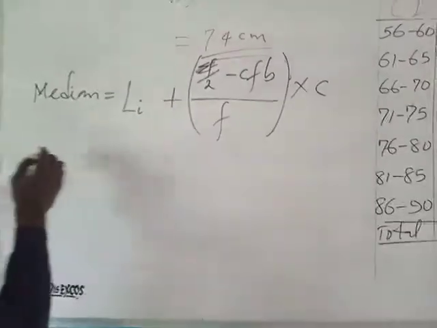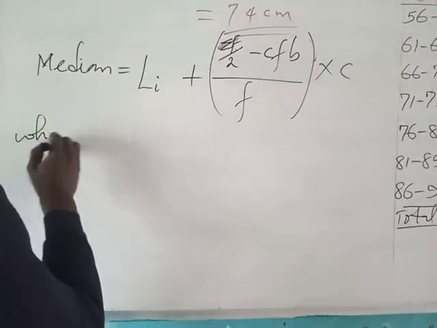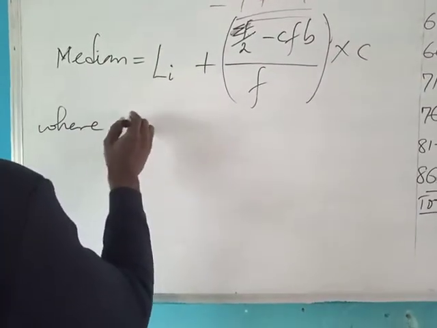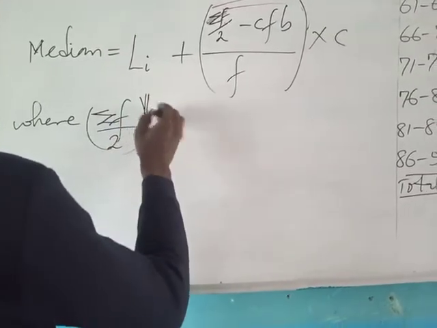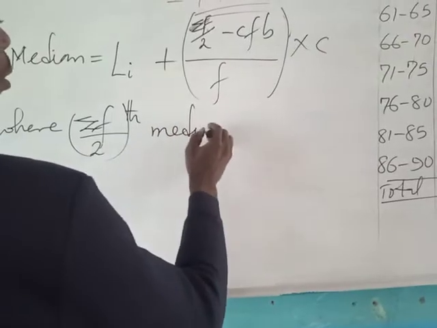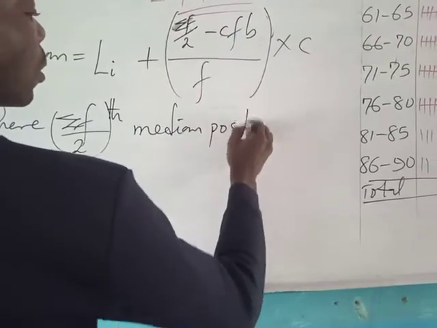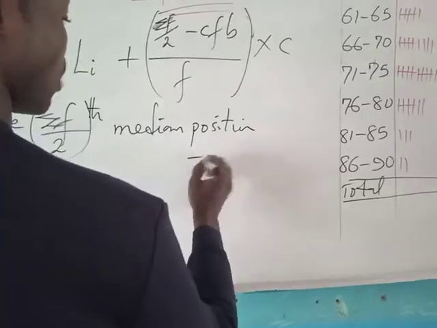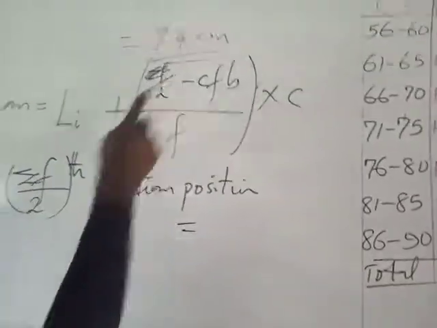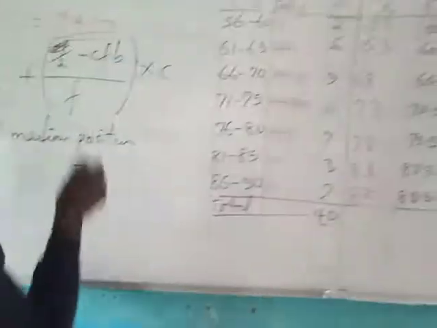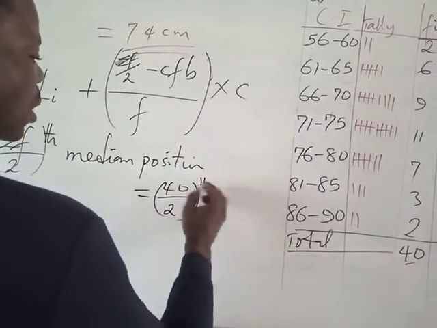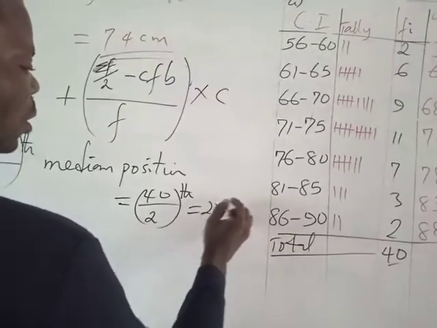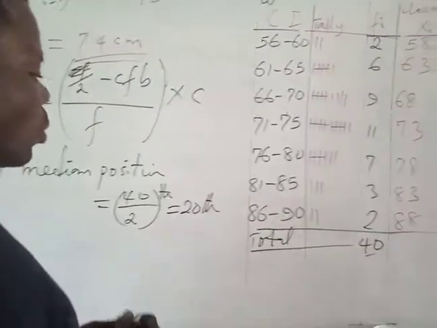Where our summation f all over 2 is our median position. So if we want to find the median position, which is 40, we put summation f, that's 40 all over 2, we divide it, and this one will give us the 20th. So we are looking for the 20th position.